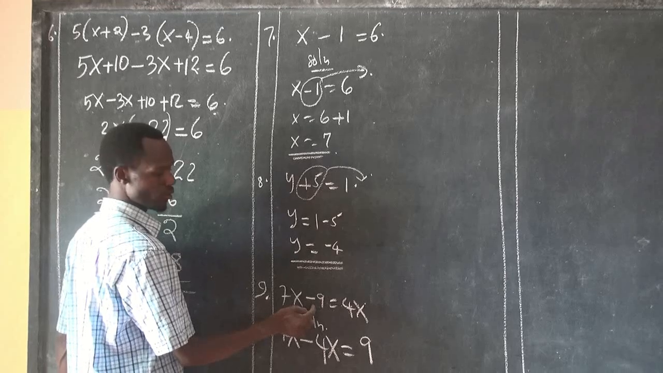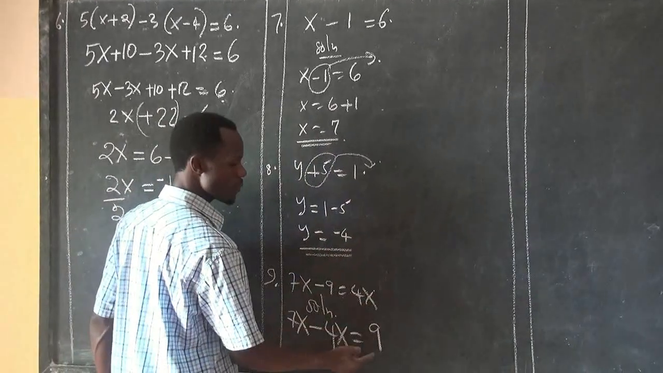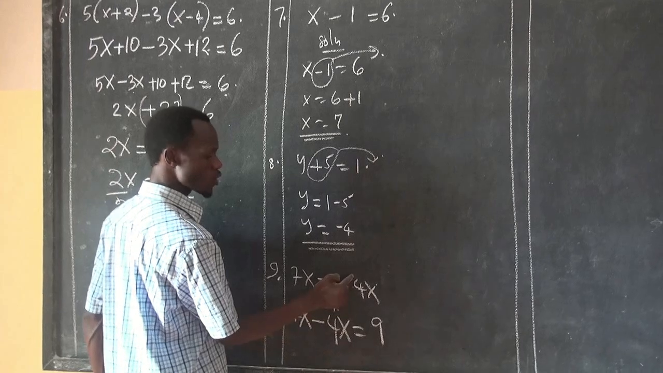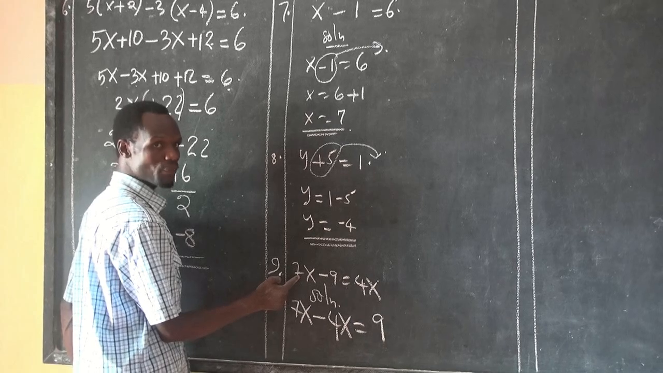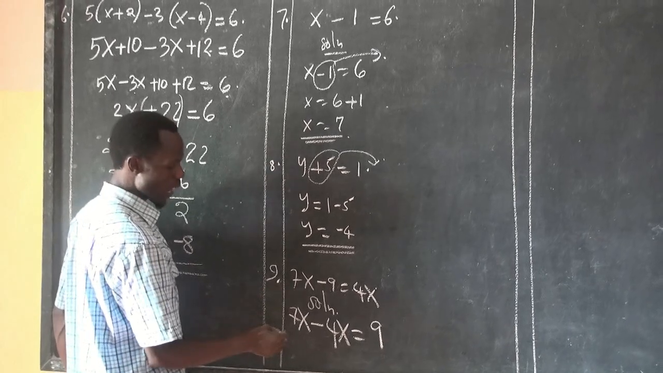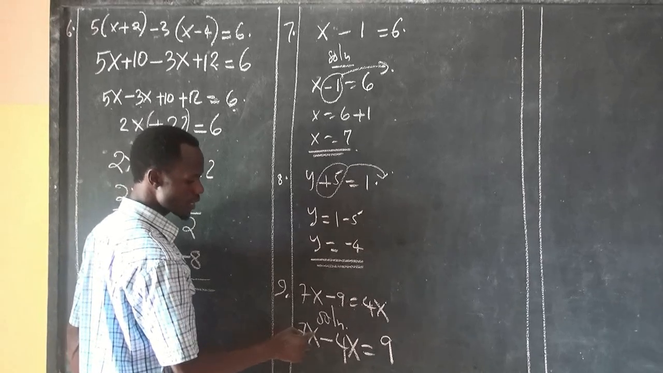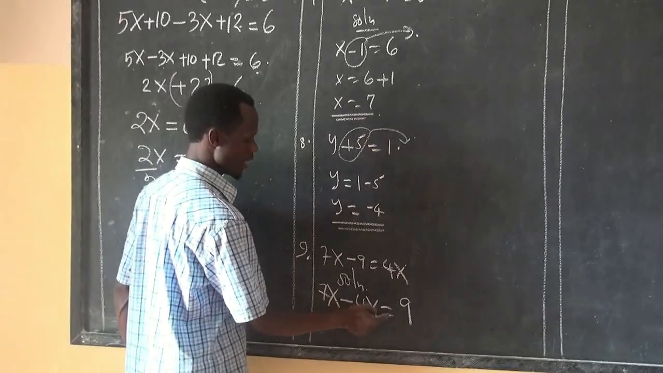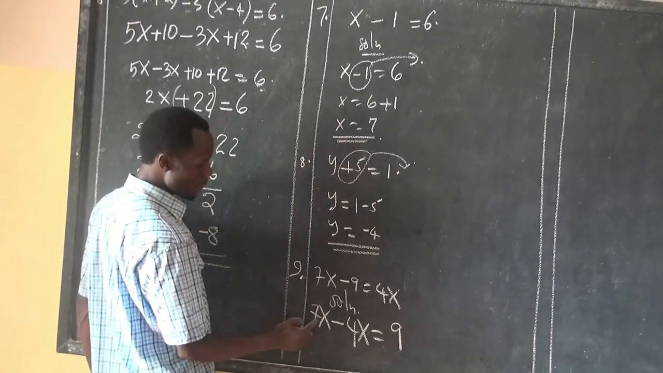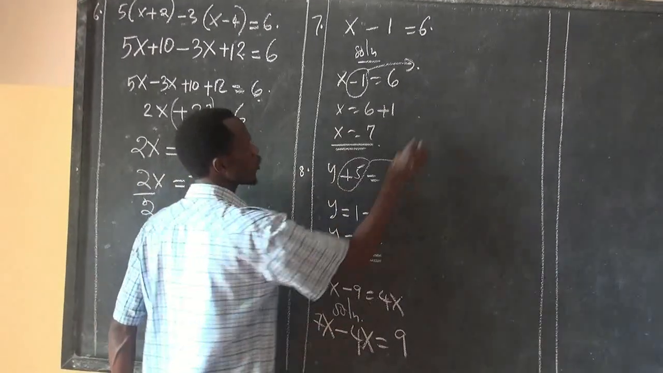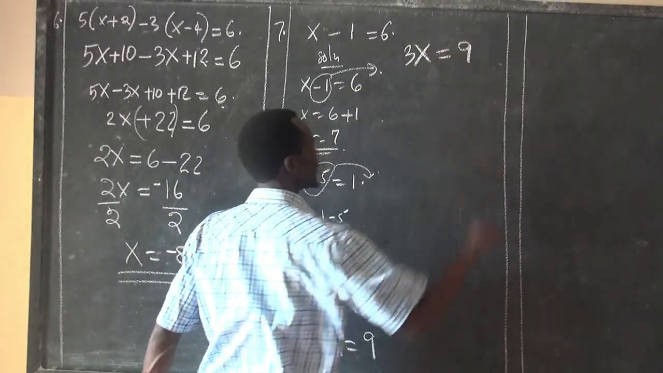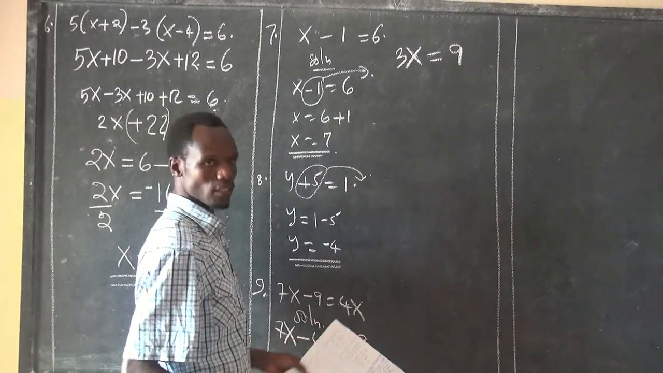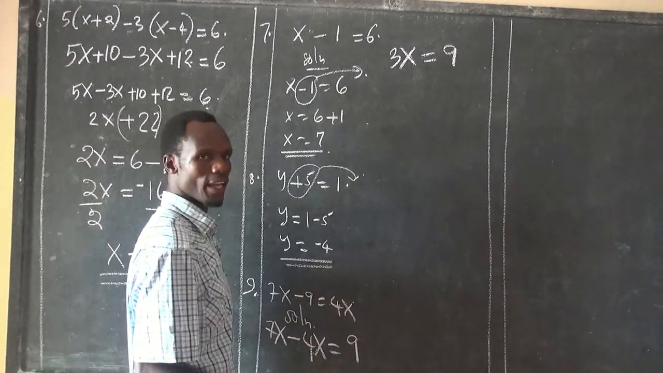This was negative. Now when you take it to the other side, it becomes what? Positive. Now this was positive. When you take it to the other side, it becomes negative. And that's why now I have positive 7x, negative 4x is equal to 9. But remember, 7x minus 4x is equal to 3x. 3x is equal now to 9. We are looking for the value of x and not the value of 3x.